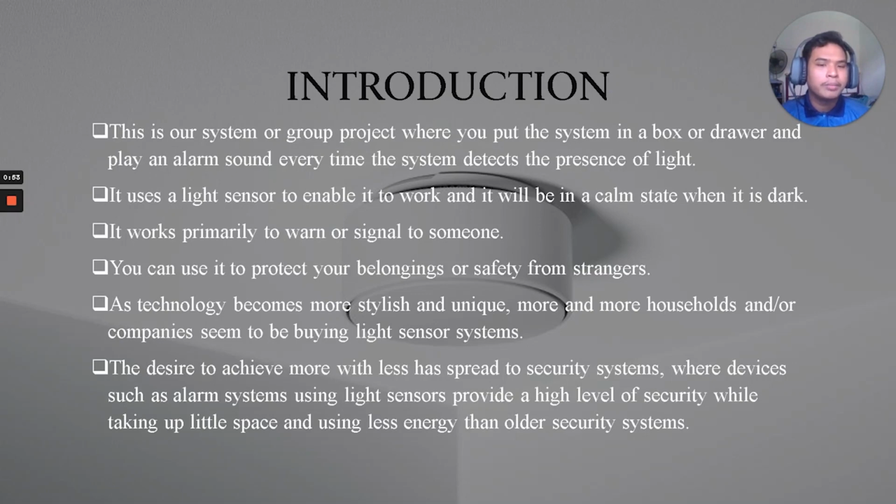It will be in a calm state when it is dark. It is working primarily to warn or signal someone. You can use it to protect your belongings and safety from strangers. As technology becomes more stylish and unique, more and more households and companies seem to be buying the light sensor system.